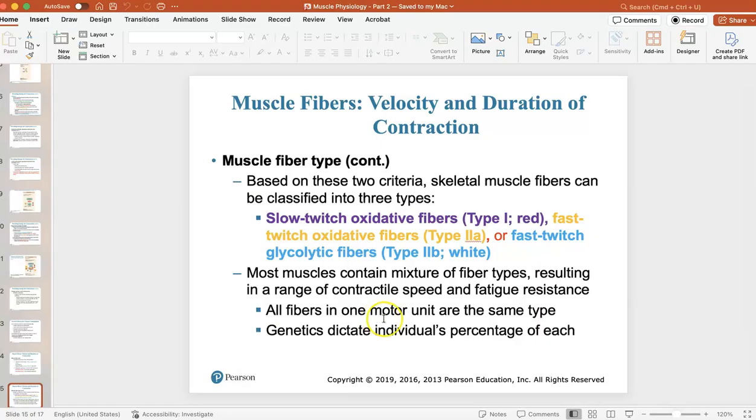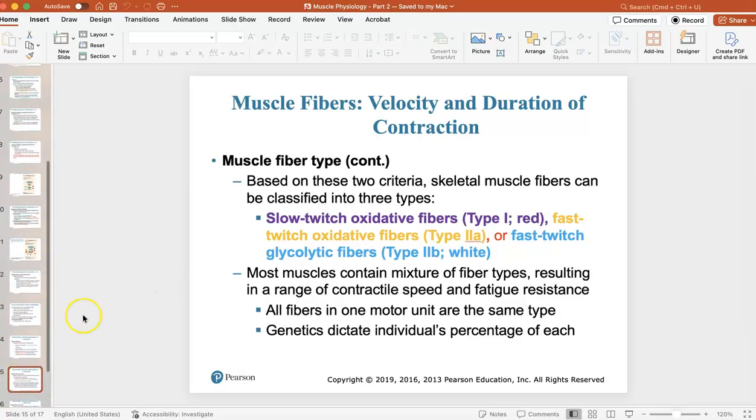All fibers in one motor unit are the same type. Now, a motor unit is generally something that I talk about in the Part 3 lecture, but let me just define it for you real quick. A motor unit is an individual somatic motor neuron and all of the fibers that it directly innervates. So let me say that one more time. A motor unit is a single somatic motor neuron and all of the muscle fibers that it stimulates directly.